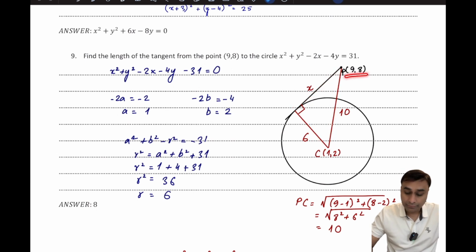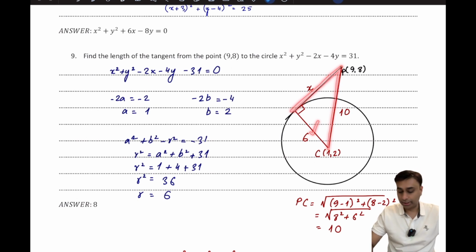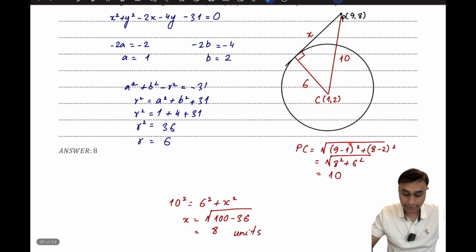So if I have a point and I have the center, I can apply the distance formula to get the length of BC from point P to the center of the circle. I can also use the equation of the circle to identify the radius of the circle, because I know that this thing is equal to a square plus b square minus r square. So if I know the radius of the circle, I know this hypotenuse, so I can also use Pythagoras theorem to find out the length of this particular tangent. So that is how I can determine the length of the tangent.